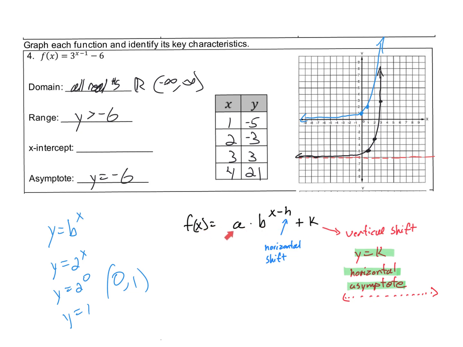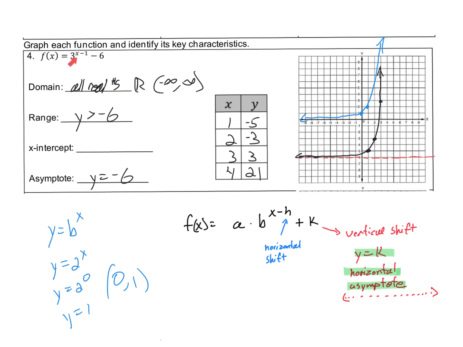So here is the transformation function, a times b to the x minus h plus k, where this x minus h is the horizontal shift, and the plus k is the vertical shift. And the plus k is going to change the asymptote. In the parent function, notice that the line always approaches y equals 0. That would be the horizontal asymptote. But in this function, that changes. So let's take a look at what we have here.